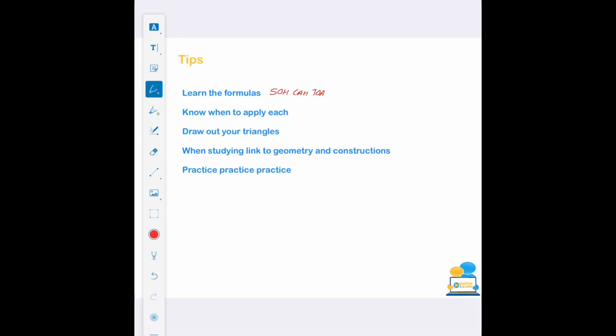When you're studying this, you may not have them done yet, it depends how many chapters you've done. When you're studying them, I'd make a link to geometry and constructions, because they're similar content and the questions often overlap. Maybe that's a point for later on in the year when you have the whole course covered and you're revising, but there's quite a strong link between these chapters. And then finally, practice, practice, practice, the same as all chapters in maths, but especially with this, you need to be working it out, practicing drawing out your triangles, etc.